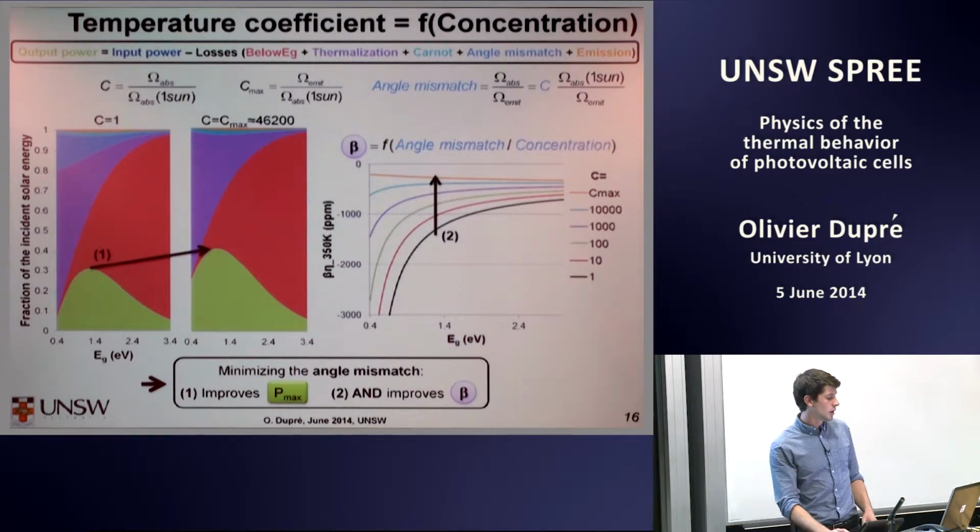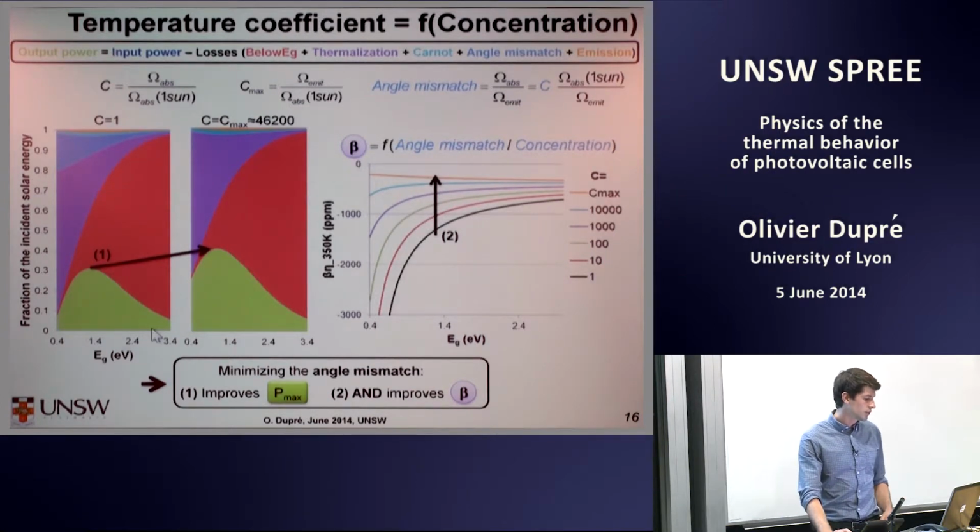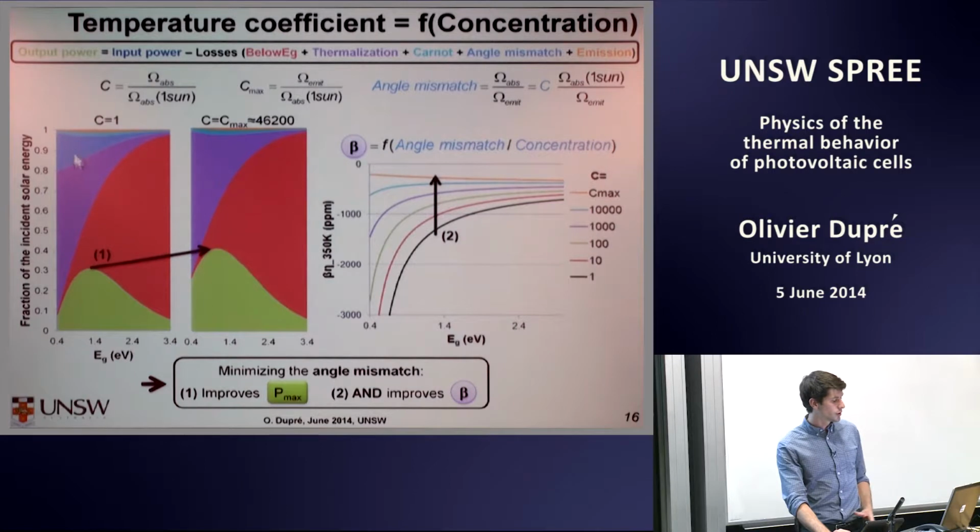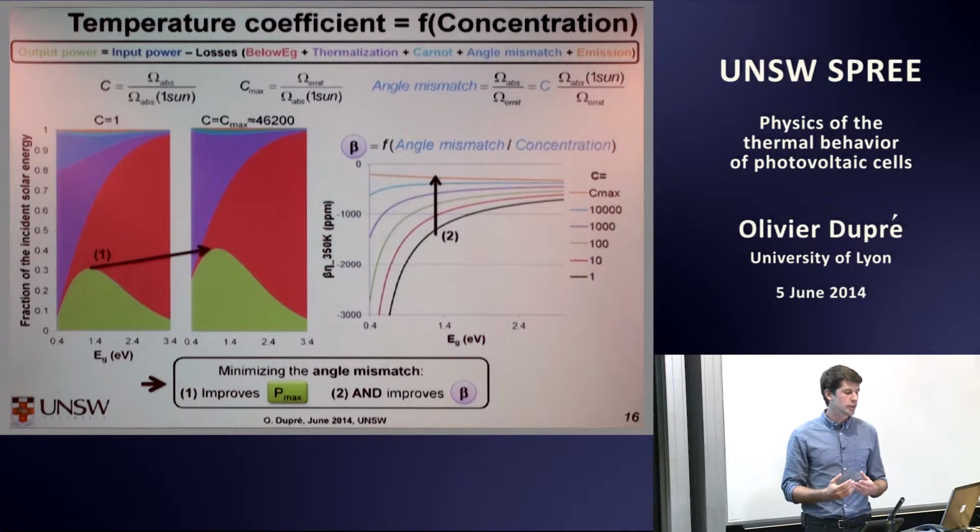So here we see again the different fundamental losses in the photovoltaic conversion process at a concentration of 1. And here we have those losses at the maximum concentration. That means the cell sees the sun from every direction.